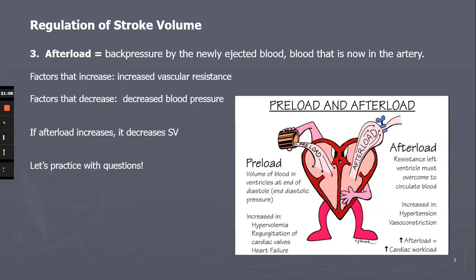One factor that will decrease afterload is a decreased blood pressure. Decreased blood pressure is going to decrease our afterload. If we decrease our afterload, that's going to increase our stroke volume.